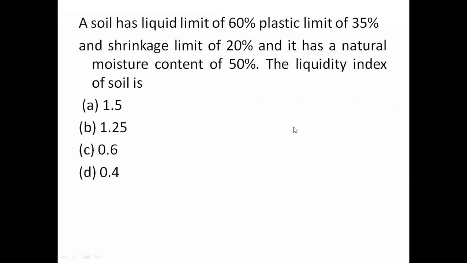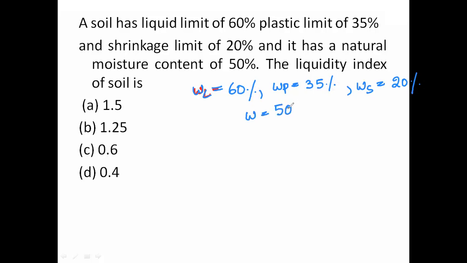Next problem. A soil has the liquid limit of 60%, and the plastic limit is 35%, and the shrinkage limit is 20%. Also the natural water content is given as 50%.